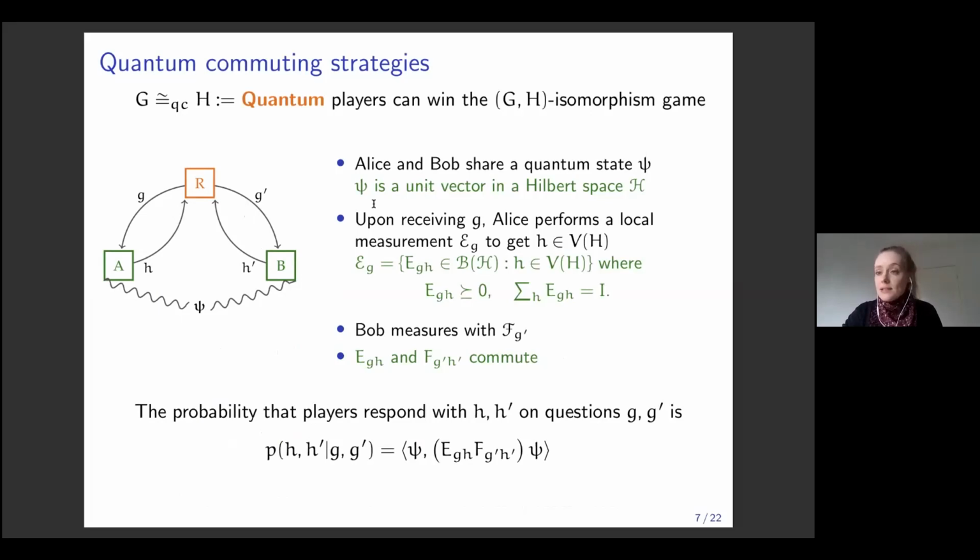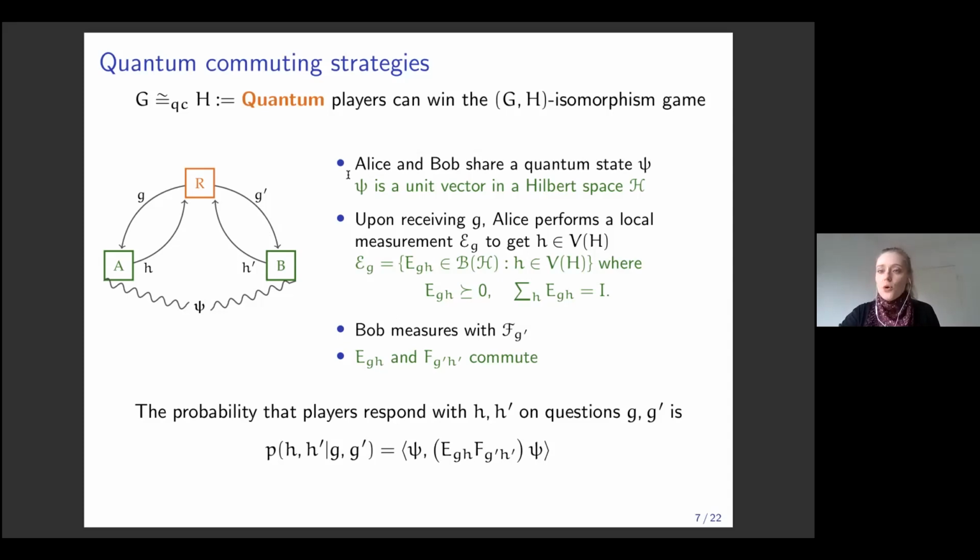Now, what does such a quantum strategy consist of? Well, it consists of 3 things: the shared state, and the measurements for Alice that she performs. So for every question that she can get, in this case, it's a vertex of our graph G, she has a measurement, and similarly for Bob. And then we can, without loss of generality, index the outcomes of the measurement that the players perform using the answer set. And in this case, those are vertices of H.